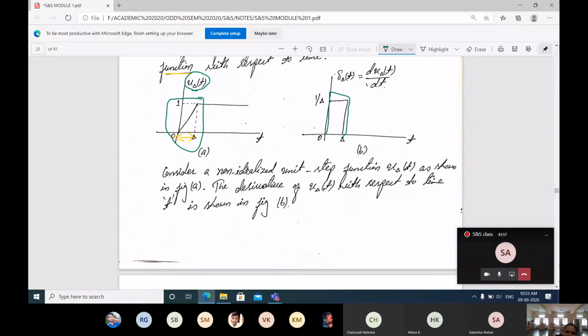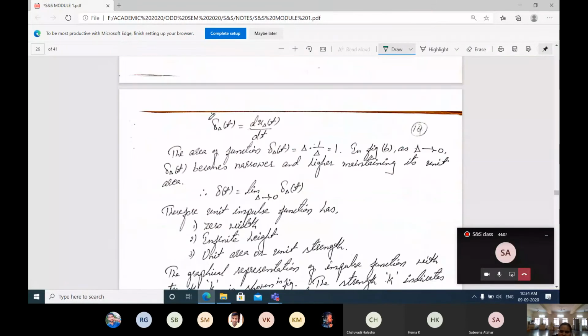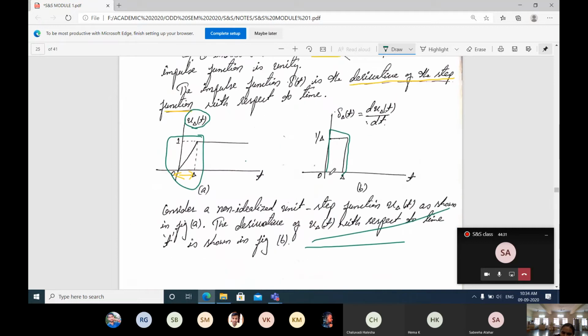Next, consider a non-idealized unit step function. I told the same thing, it is there in your theory part. Okay, you can go through this. Then you will be getting delta of t, delta meaning small change, of t is equal to the differentiation of the unit step function u delta of t divided by dt. The area of the function delta of t is delta into delta, meaning here the width of time, this one is width, that is delta.